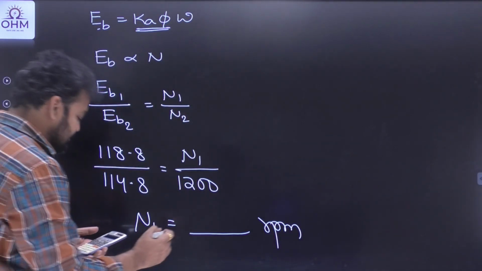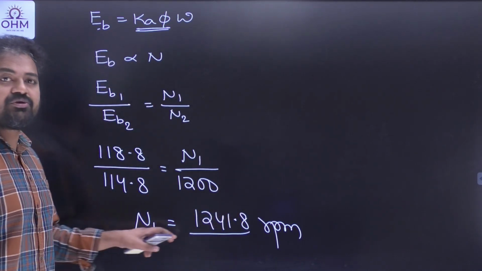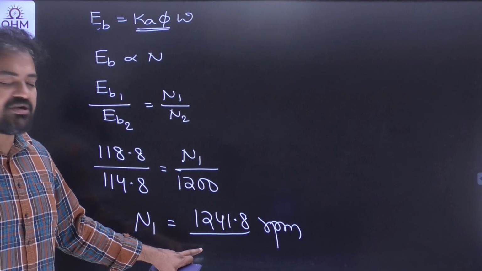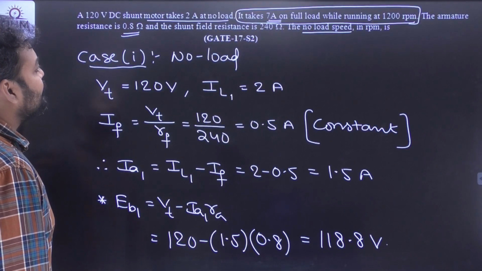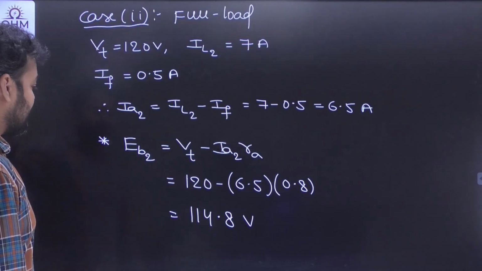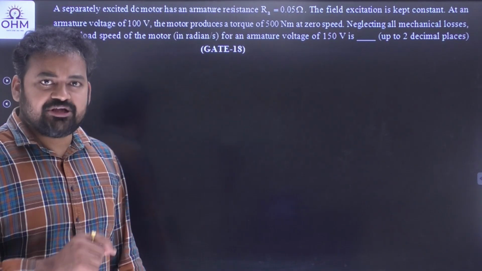So the answer is 1241.8 RPM. This is going to be the speed of the DC shunt motor at no load condition. So if the full load speed is 1200 RPM, no load speed is more than that. The answer is 1241.8. Alright, let's move to the next question.